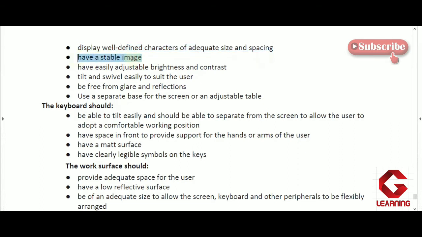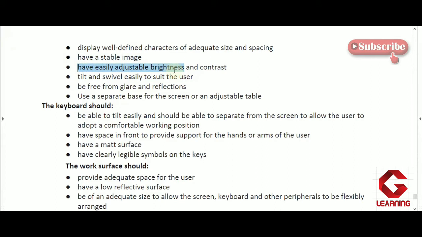Second one is have a stable image. Actually, a moving image we cannot notice properly, and when we are watching a moving image continuously, that is actually adversely affecting our eyes also. So that's why images should be stable on the screen, so user can easily notice the image, as well as it will not adversely affect user eyes also.